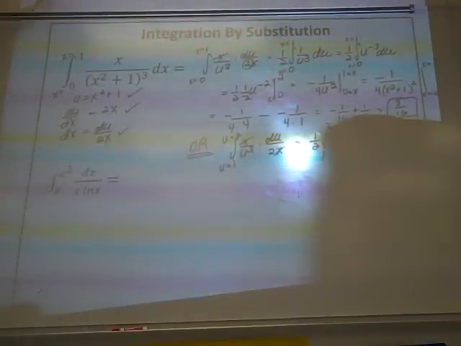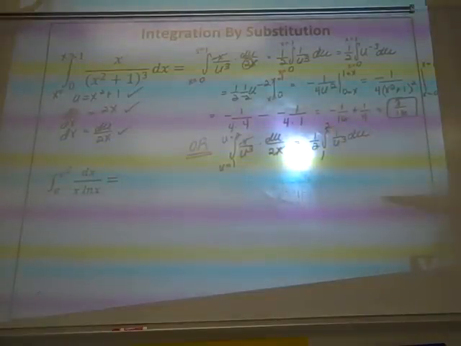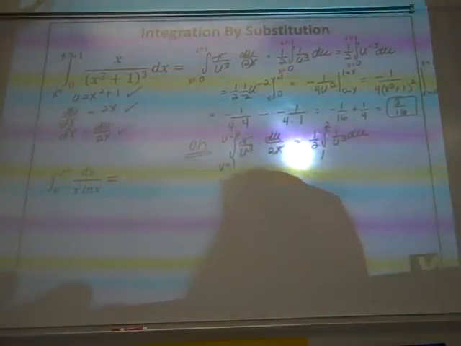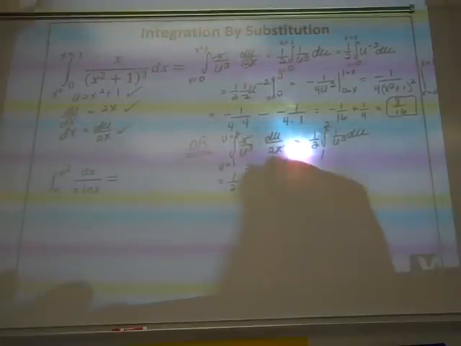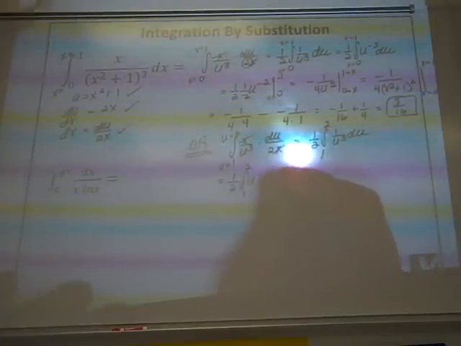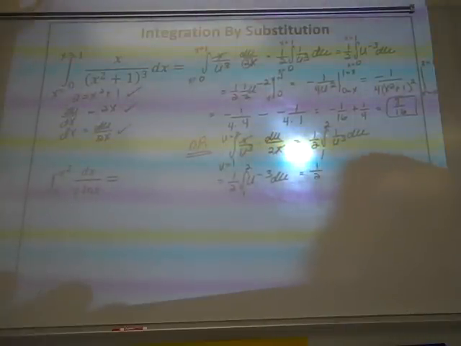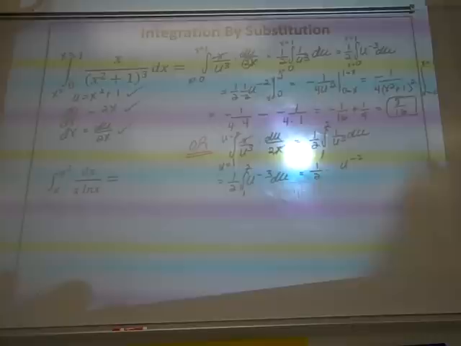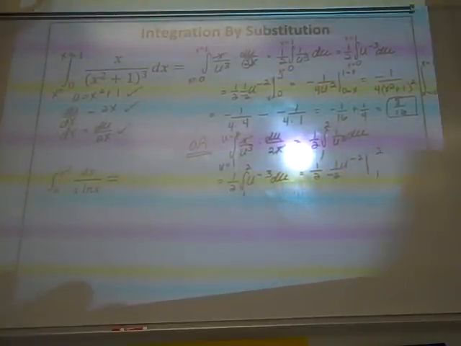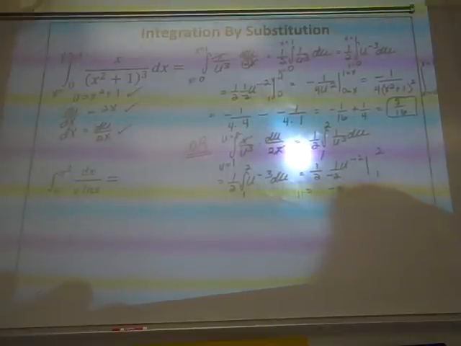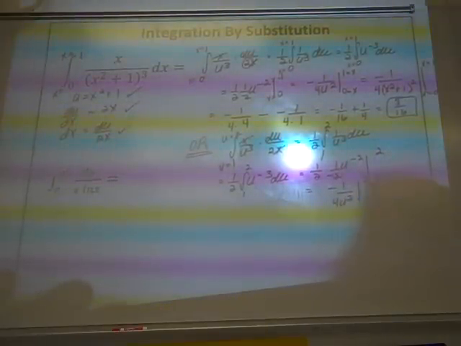From now on, I can just write 1 and 2 as my new limits of integration. I'm going to finish this problem off. So we'll get 1/2, evaluating between 1 and 2. These are u values. U to the negative third du. We add 1 to the power, u to the negative 2, divide by negative 2, evaluated between 1 and 2. And I can simplify it to negative 1 over 4u squared.